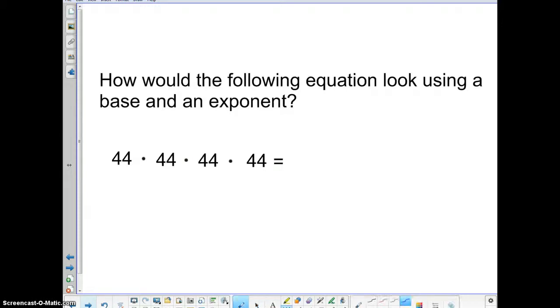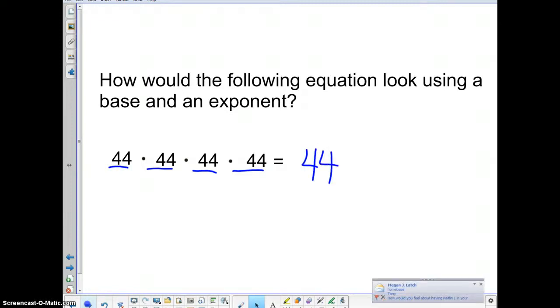Okay? So this right here, 4 times 4 times 4 times 4, the number that is repeated is always our base. So 4 would be our base. And how many times does 4 appear? How many times do we multiply it together? Well, we multiply it 4 times together. In this instance, we don't even have to find the power. We just want to rewrite this equation so it looks different, in the form of a base and an exponent. So 4 to the 4th is what we would call that. The number that gets repeated is our base. How many times it is repeated is our exponent.